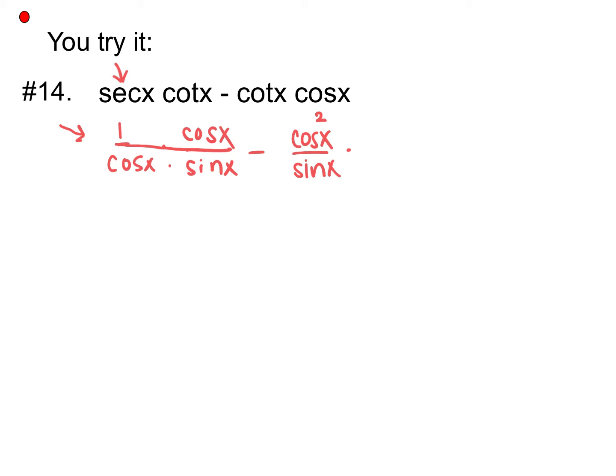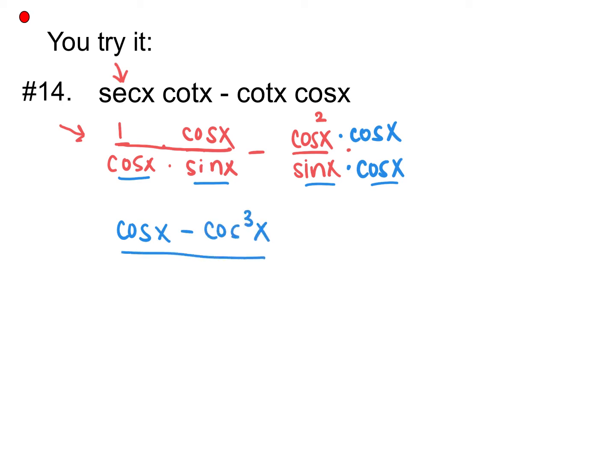So now I have two fractions that are being added together, actually subtracted, so I have to find a common denominator. I have to multiply both the top and the bottom here by cosine. Reason being is because I have a cosine times a sine, and I need to make that the same there. So what I now have is the cosine of x minus cosine to the 3rd power, and this is all over cosine of x times the sine of x.